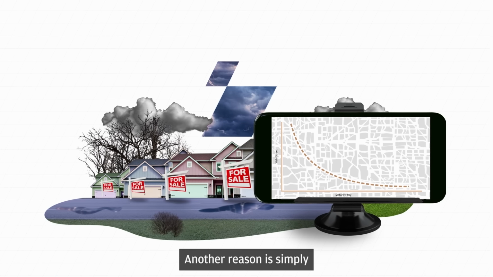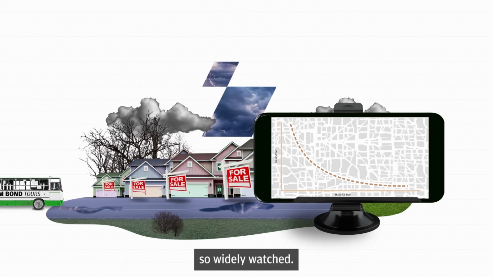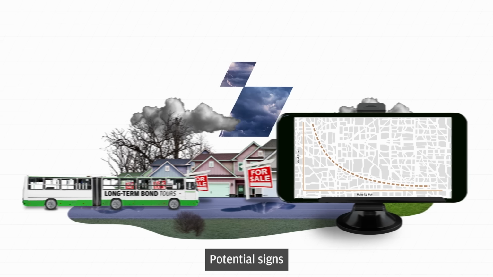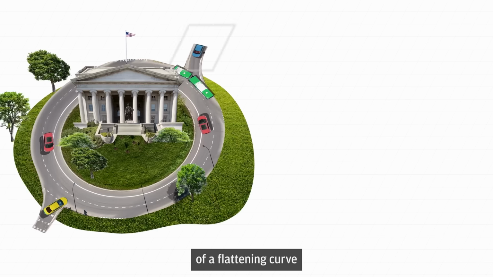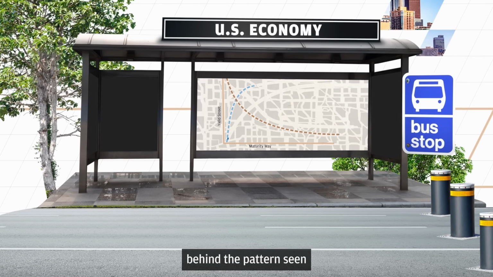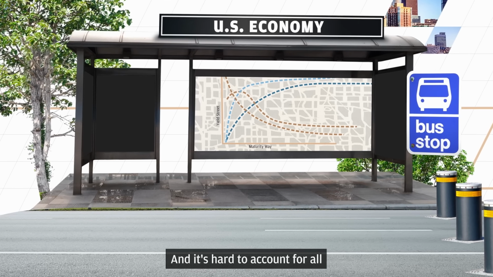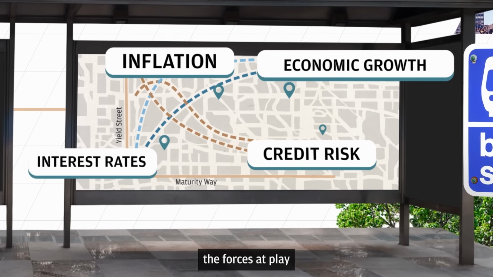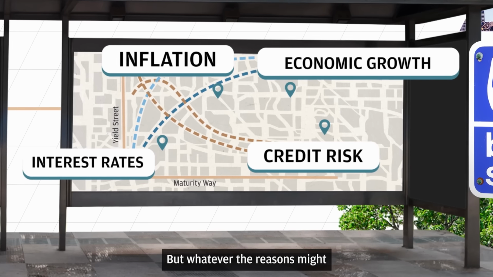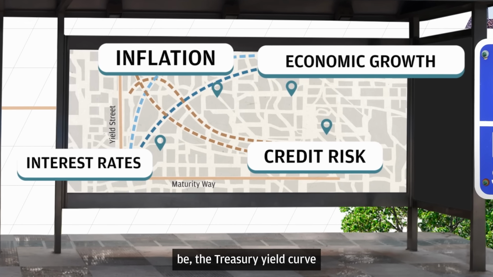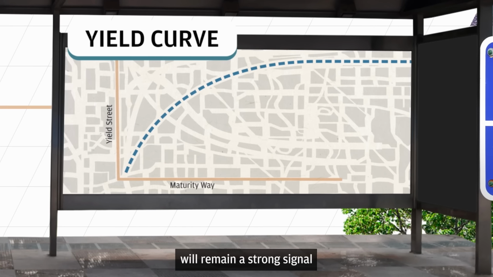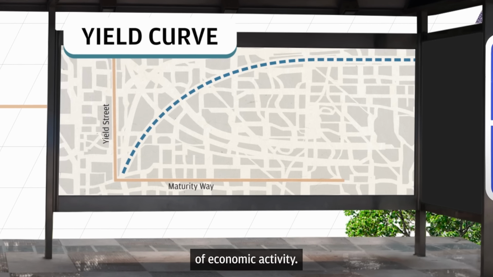Another reason is simply that the Treasury yield curve is so widely watched. Potential signs of a flattening curve may be enough to put markets in a spin. There can be many reasons behind the patterns seen on a yield curve, and it's hard to account for all the forces at play within the bond market. But whatever the reasons might be, the Treasury yield curve will remain a strong signal of economic activity.